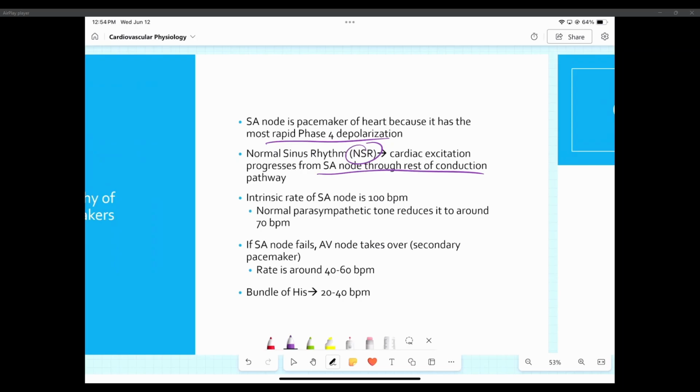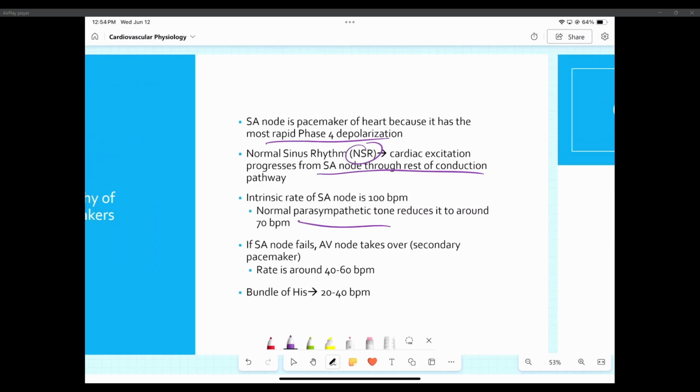The intrinsic rate, I mentioned yesterday, is that if you cut off all neural input to the heart, it will beat at the SA node's intrinsic rate of 100 beats per minute. But we have parasympathetic tone, so it brings it down to like 70 or 80. Normally at rest and digest, the parasympathetic is in control and brings our heart rate down.